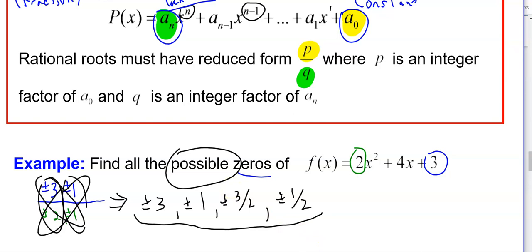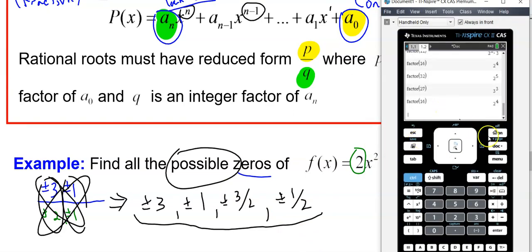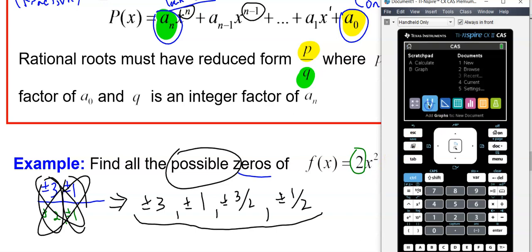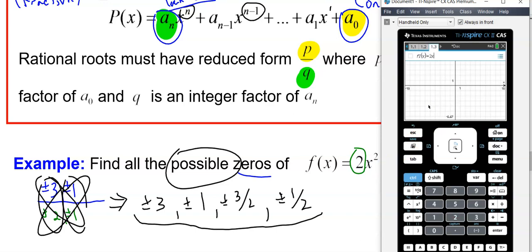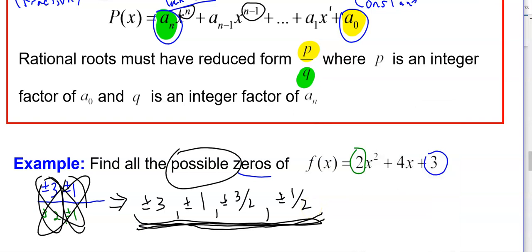And so if we were, say, graphing this, let's go ahead and graph this. So 2x squared plus 4x plus 3. So I'm going to graph this. And you can see actually this particular function does not have any real zeros. It does not cross the x-axis. So even though these are all possibilities, none of these are actually solutions. So just because it's a possible rational zero doesn't mean it's an actual rational zero here.